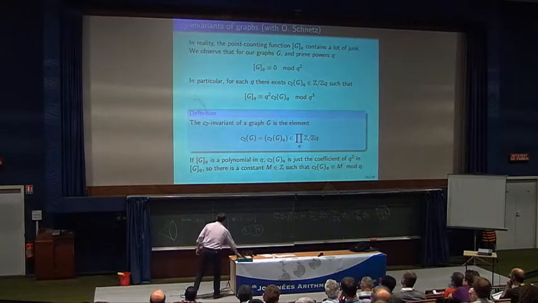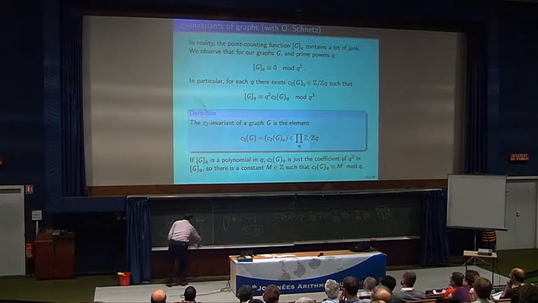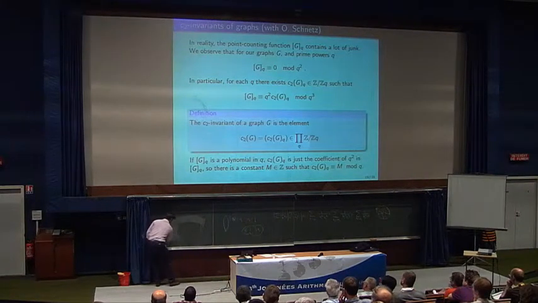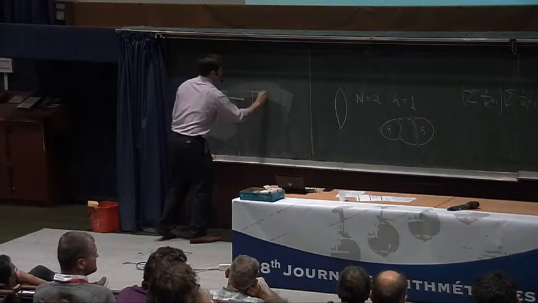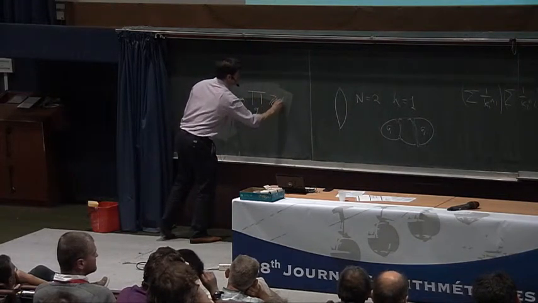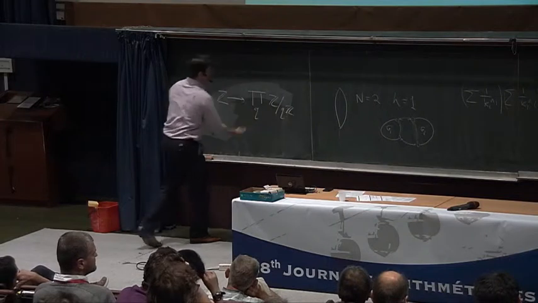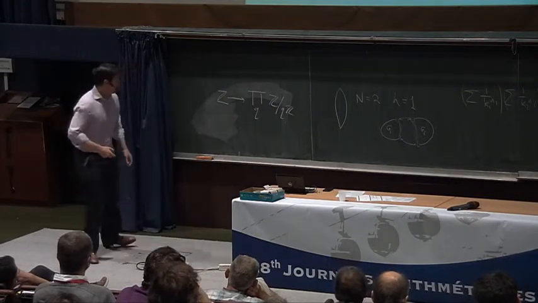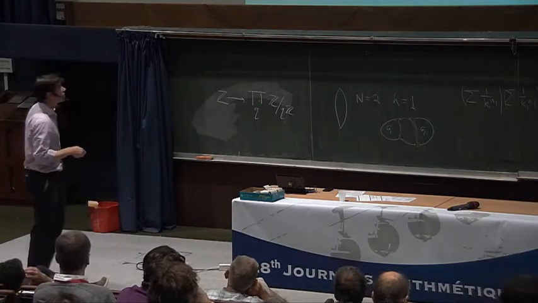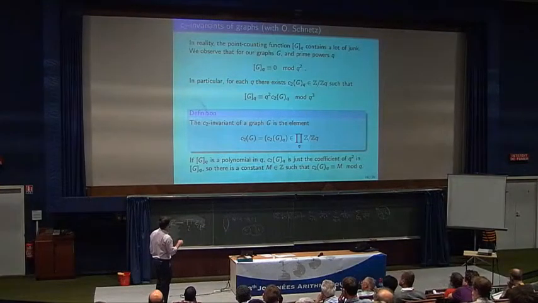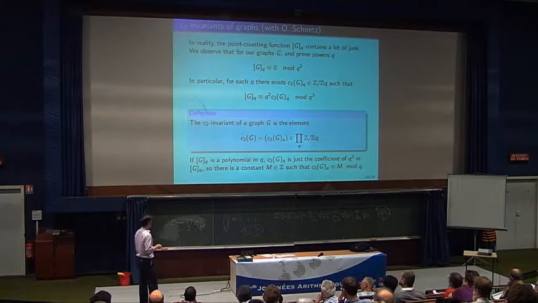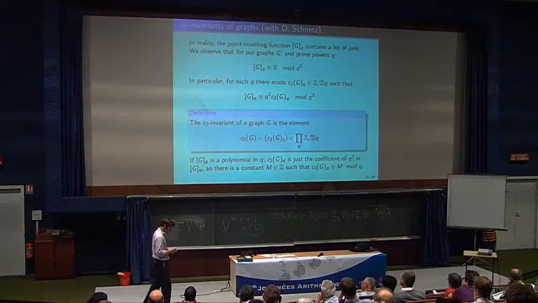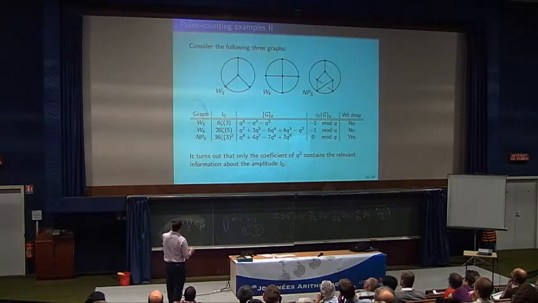In other words, we have a map from integers to this sort of poor man's version of the Adeles, a very poor man's version of the Adeles. And whenever the point counting function is a polynomial, then our C2 invariant will be in the image of Z in this thing. So let's look at some examples.